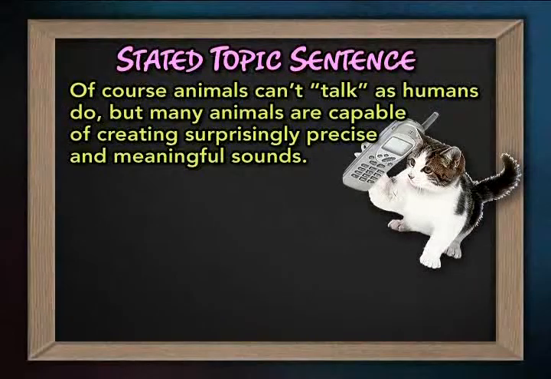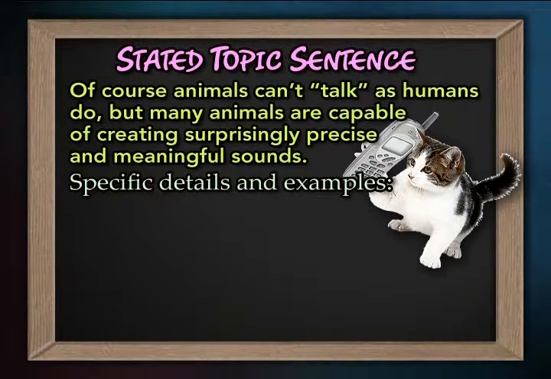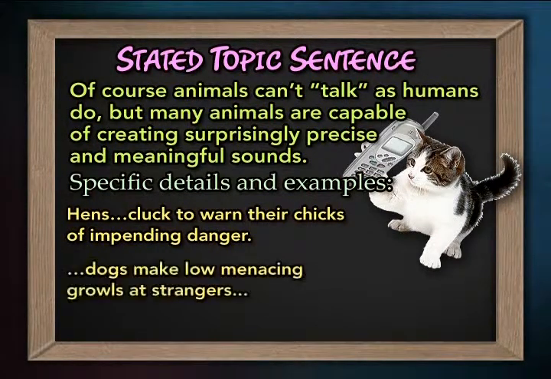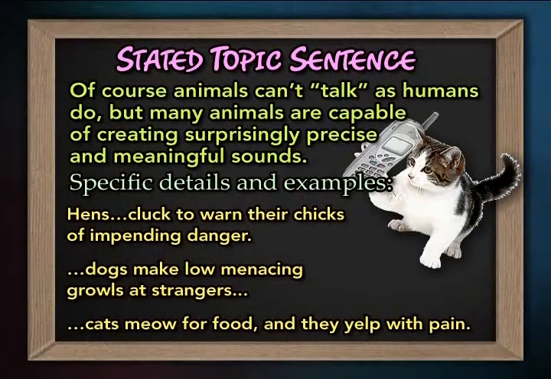This paragraph has a stated topic sentence, and you can find it just where you would expect it to be in most instances. It's the first sentence. Of course, animals can't talk as humans do, but many animals are capable of creating surprisingly precise and meaningful sounds. The writer then develops this idea with specific details and examples. For example, the writer says, hens cluck to warn their chicks of impending danger. Dogs make low, menacing growls at strangers. Cats meow for food, and they yelp with pain.